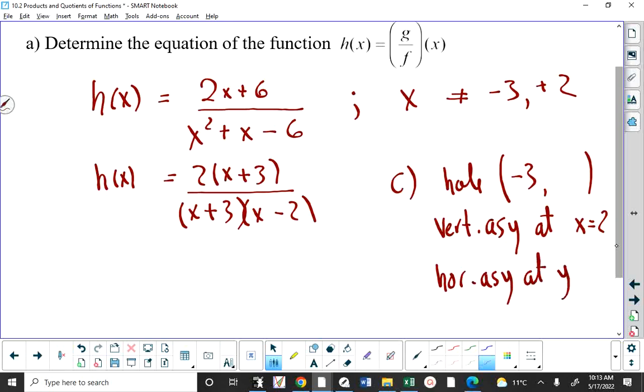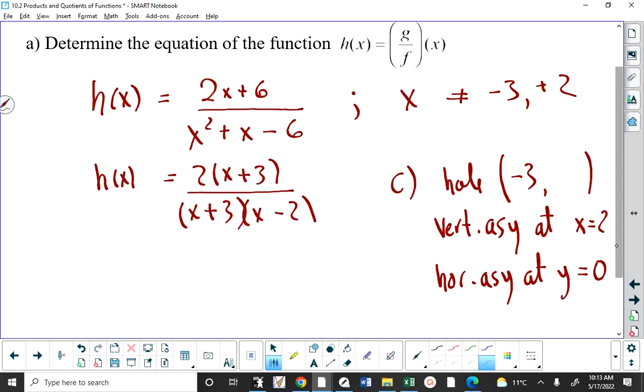At y equals 0. Can somebody tell me why there's a horizontal asymptote at y equals 0? Maddie? The degree on the denominator. Right. When the degree on the bottom, or denominator, is bigger than the degree on the top, then y equals 0 is the horizontal asymptote.